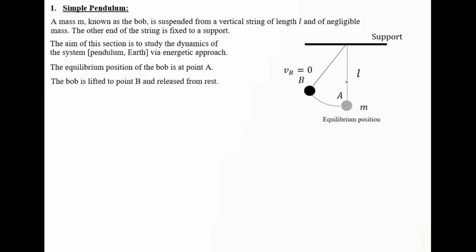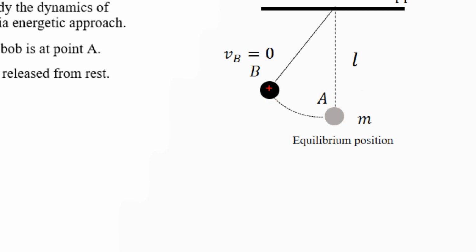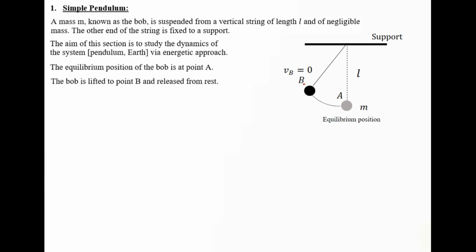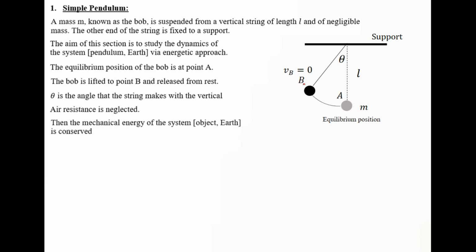So we have lifted the bob to the left and we're going to release it from rest, which means that the initial speed is 0, and by that it has no initial kinetic energy. Theta is the angle that the string makes with the vertical. If resistance is neglected, then the mechanical energy of the system consisting of the bob-earth is conserved. This should be the bob.